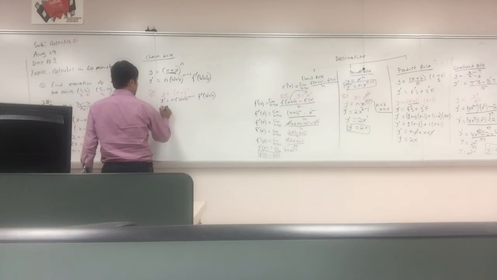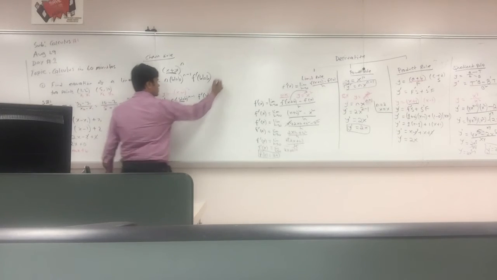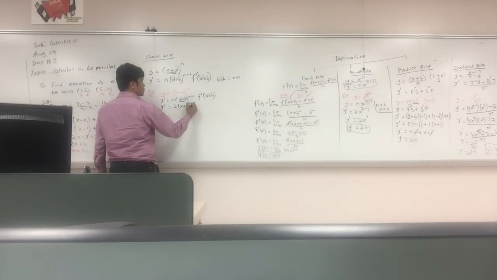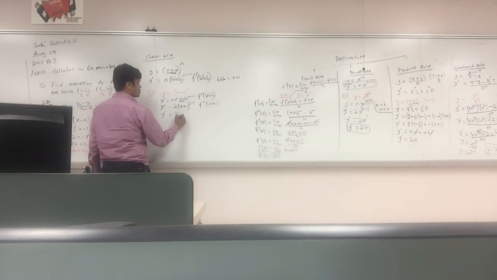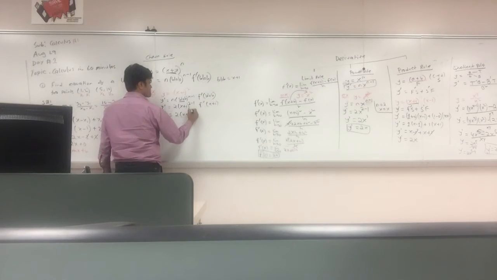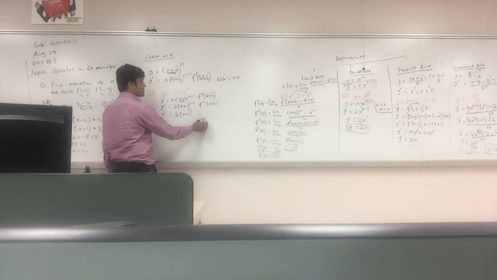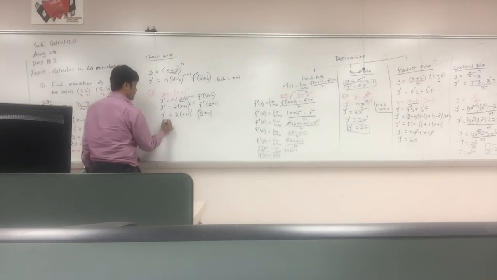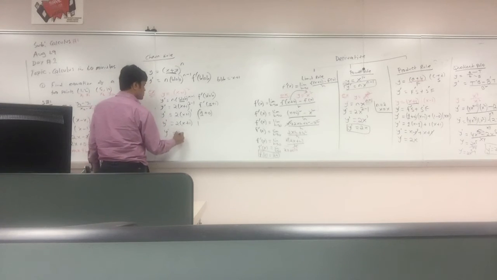So y prime: n is 2, and the block is x plus 1. So it is 2 times (x plus 1)^(2-1) times f prime of x plus 1. The derivative of x is 1 and the derivative of 1 is 0. So y prime is 2 times (x plus 1) times 1, so y prime is 2(x plus 1). Alright, so this is the final.